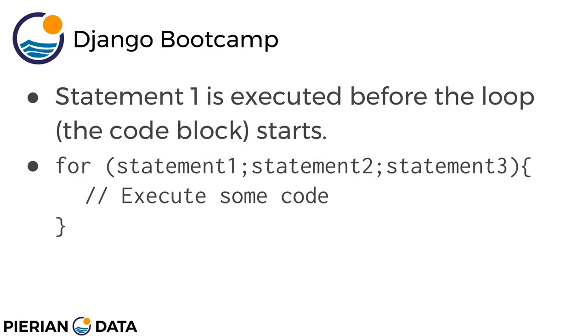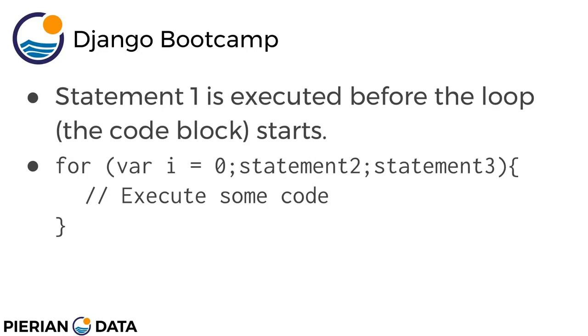So statement 1 is executed before the loop, or that code block, even begins. And that can be something like defining the variable i is equal to 0. And we can think of that similar to the while loop where we just said something like num is equal to 0 or x is equal to 0. So statement 1 is executed before the loop even really starts.